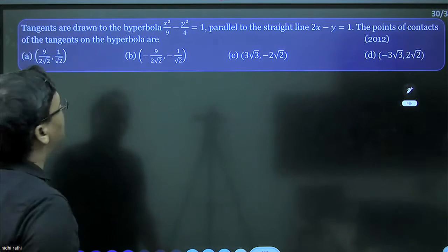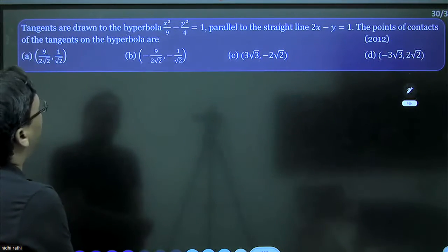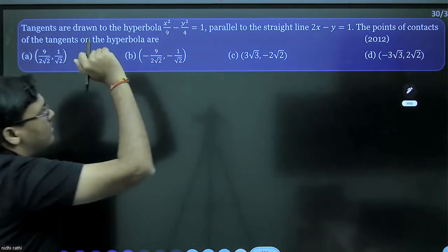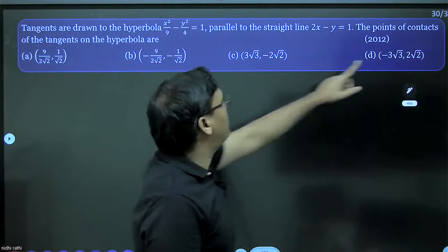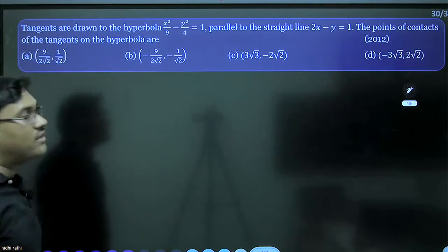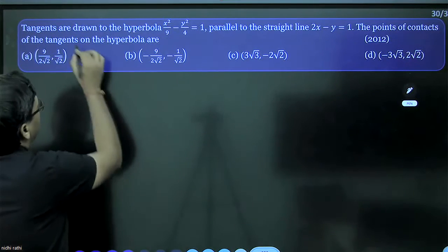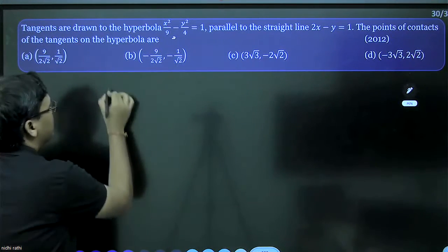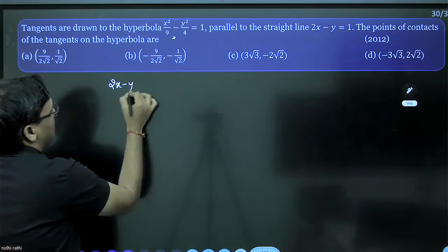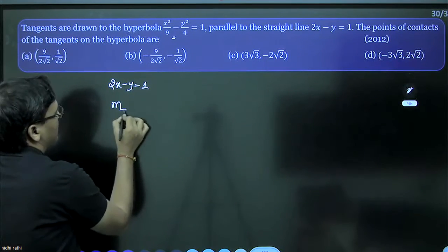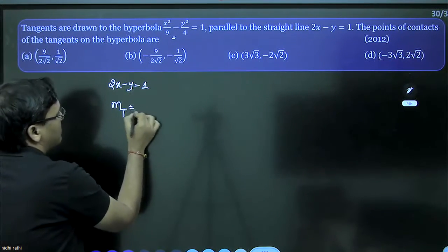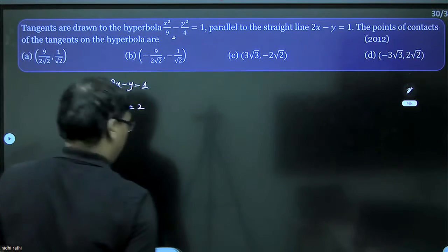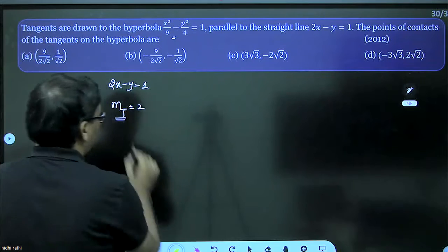Okay. This is the last question we are going to discuss. So tangents are drawn to the hyperbola x square upon 9 minus y square upon 1 parallel to this straight line. The point of contact of this tangent. Okay. So tangents are drawn to this hyperbola parallel to the straight line 2x minus y equal to 1. That means the slope of tangent will be equal to slope of this line. What is the slope of this line? This is 2. So this is the slope of tangent.